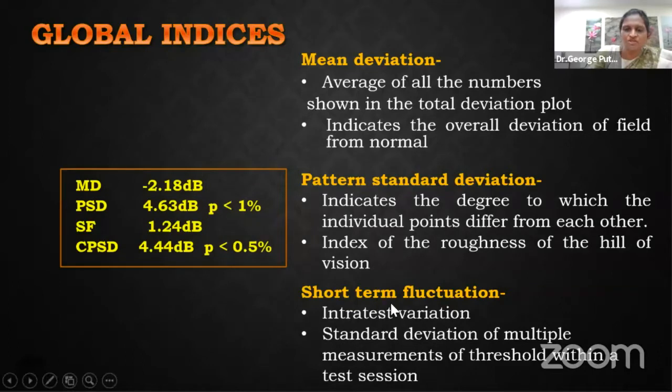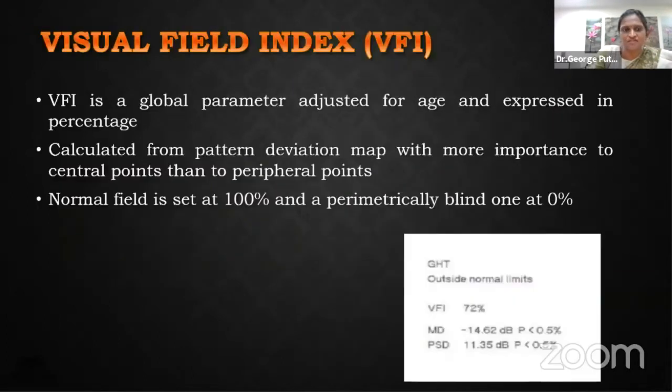The short-term fluctuation is usually assessed as the intra-test variation in the full threshold strategy, but it is not of much value and is not recorded in SITA strategies. The visual field index is a global parameter. It is adjusted for age and represented as a percentage. This gives us a better clue of the visual field available in the patient. It is calculated from the pattern deviation map, giving more importance to the central points. The normal field is around 100%, and a perimetrically blind field gives a 0% visual field index.